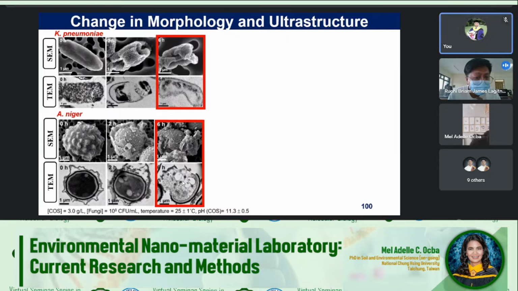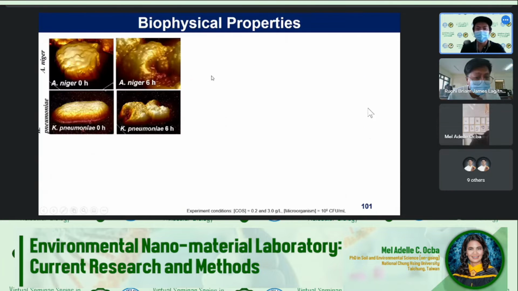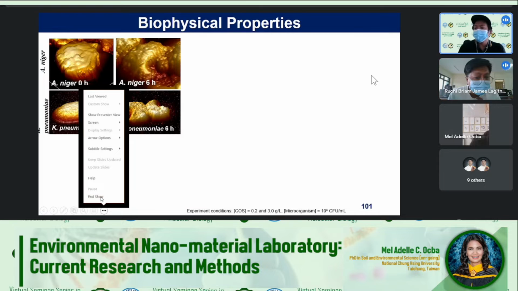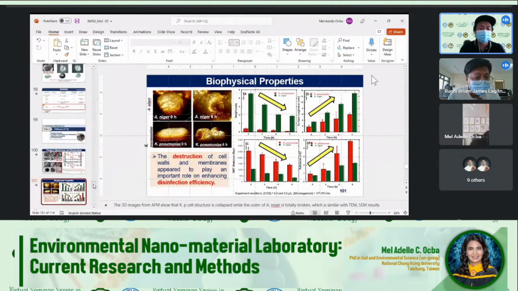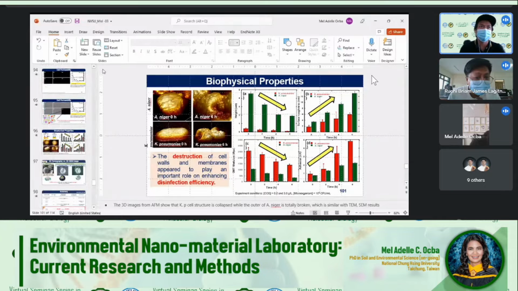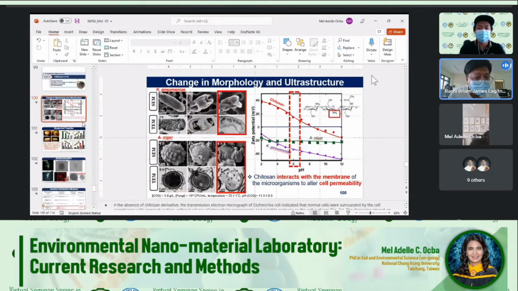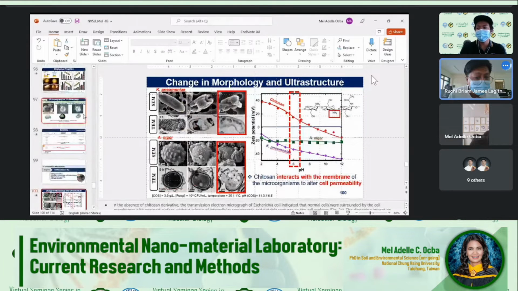Maybe our BS Bio students are also interested in this biodegradable mulch, because maybe they can do it later on in their thesis. Can you please explain to us how the biodegradable mulch was made?